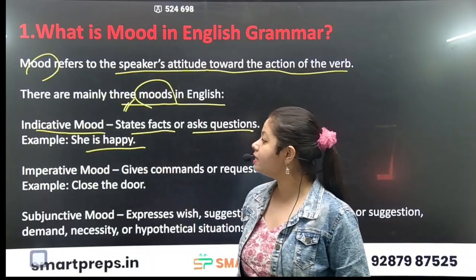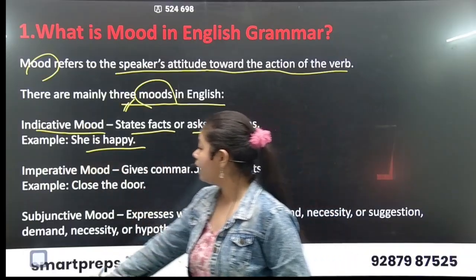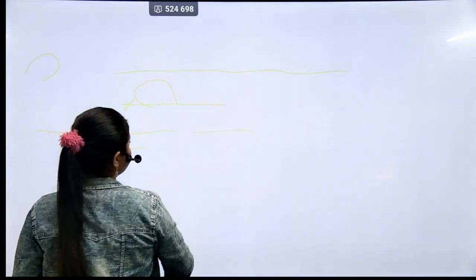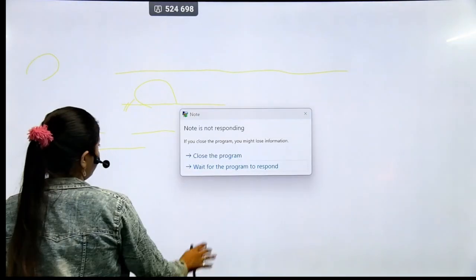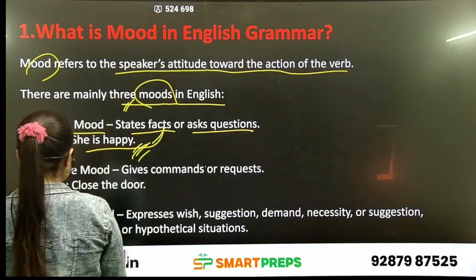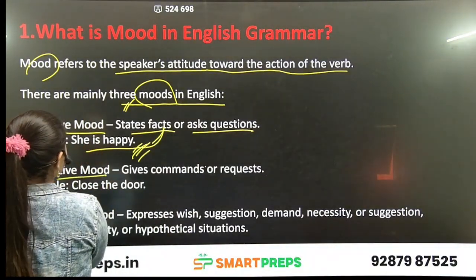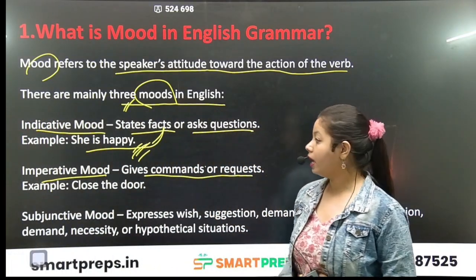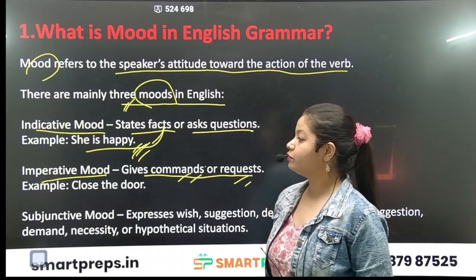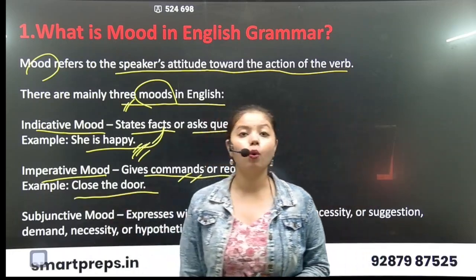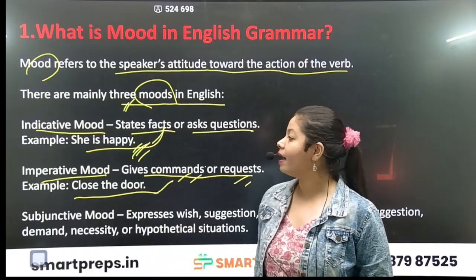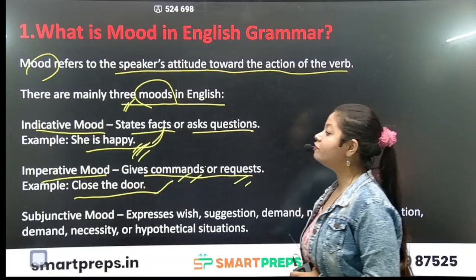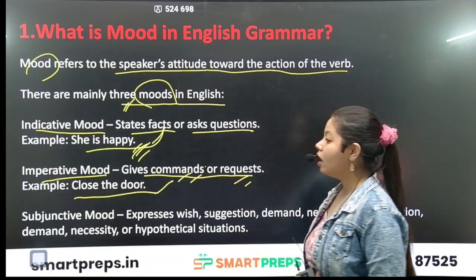Next is imperative mood. Imperative mood gives commands or requests. For example, close the door. It is a command given by the person. So imperative mood means it gives commands or requests.